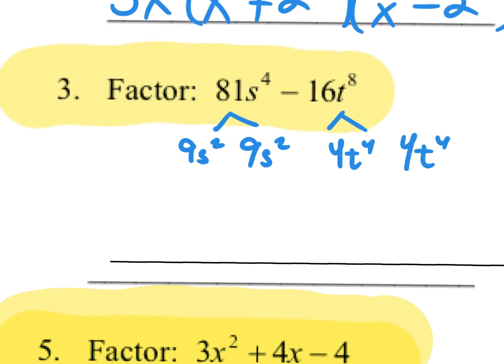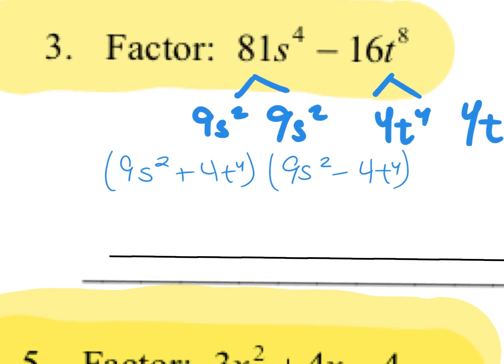So my 2 parentheses are 9s squared plus 4t to the 4th, 9s squared minus 4t to the 4th. That's halfway done. Continue to ask yourself, 2 terms left. Do I have difference of squares? Can I break down 9s squared plus 4t to the 4th? No, that's not the difference. It has to be a minus sign. Can I break down 9s squared minus 4t to the 4th?